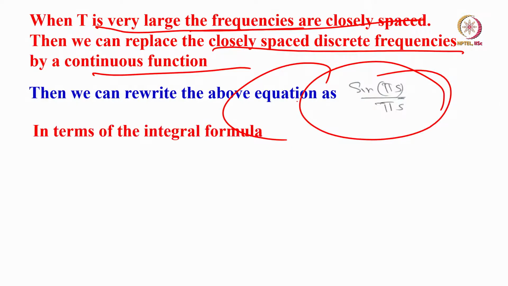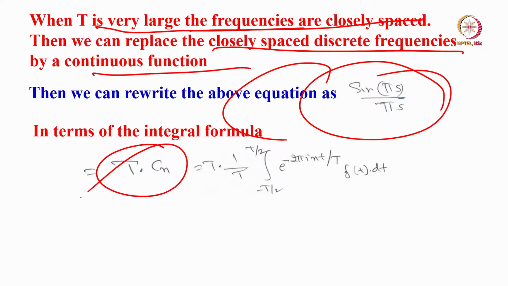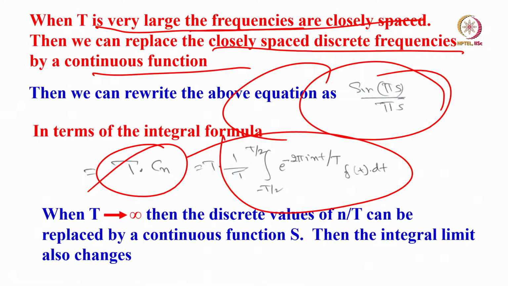You understood? I started with a function which is just a square wave. It was not periodic, so there was no Fourier series. Just to understand, we artificially periodized it and then obtained this. Then we can write the above equation as a simple term, sin(πs) over πs. In the integral formula, we can write it as t into c of n. Cn is already obtained like this. I multiply just by this t, and then as t tends towards infinity, the discrete values of n by t can be replaced by a continuous function.